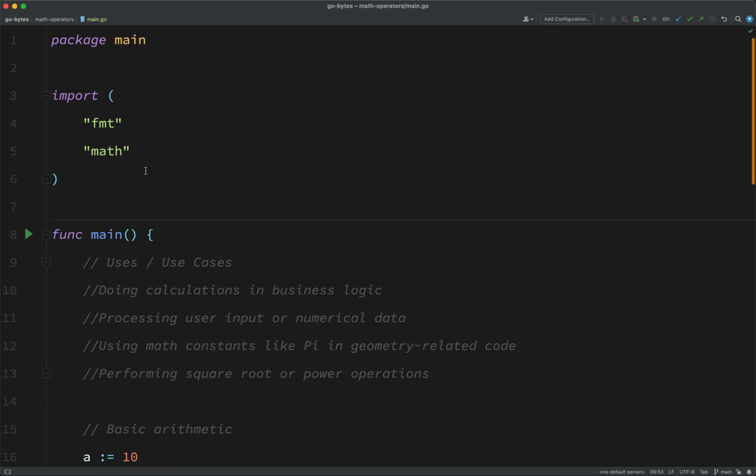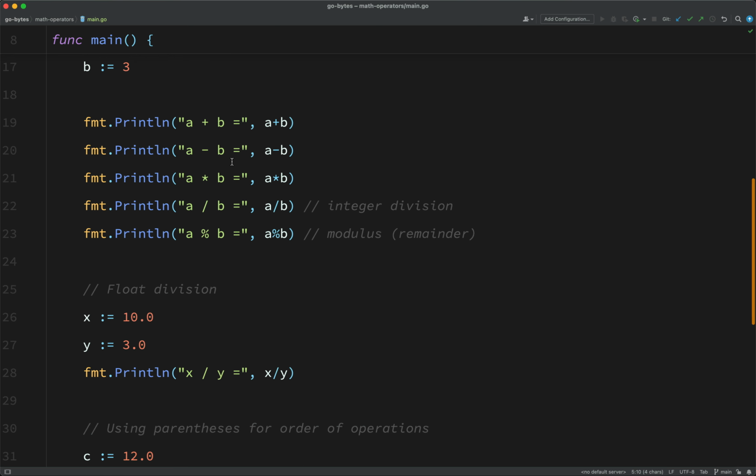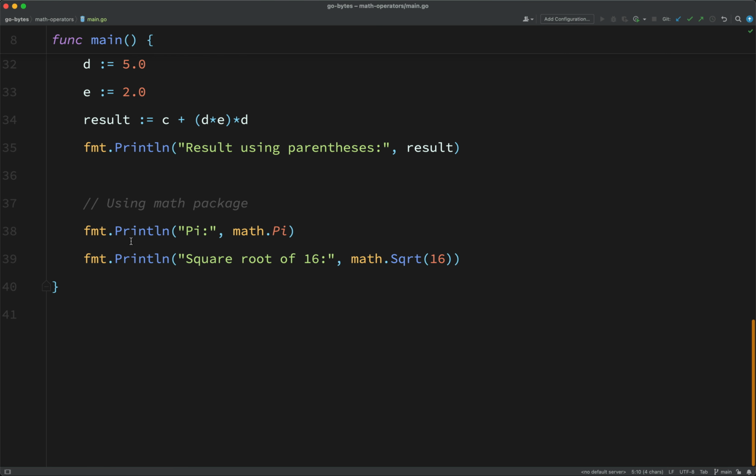So at the top here, I've imported the math package. So like we've got the format package for printing out strings, we now have imported a math package which is built into Go, and here we're just going to print out pi. So this is just a constant pi, and then we've also got some functions on the math package, and we have a square root function. So here we're saying square root of 16, and I expect that to be 4.